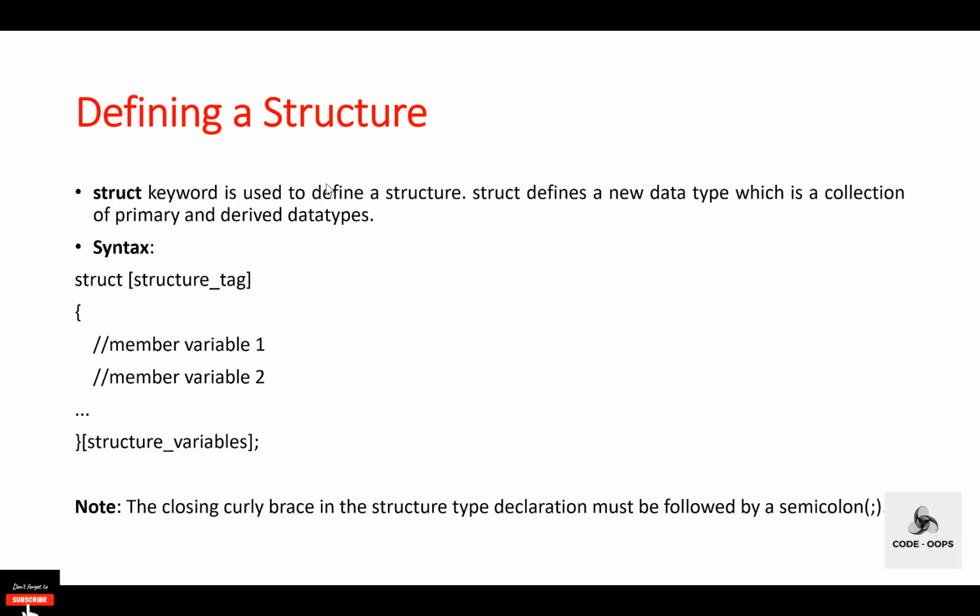Next is how to define a structure in C programming. The struct keyword is used to define a structure. Struct defines a new data type which is a collection of primary and derived data types. How to declare a structure? The syntax for declaring a structure is the struct keyword, then the name of the structure, then the structure having data members, and after that define structure variable. The closing curly brace in the structure type declaration must be followed by a semicolon. The semicolon must be at the end of the structure.